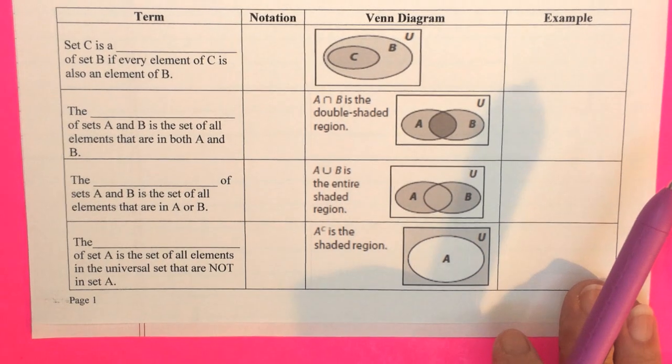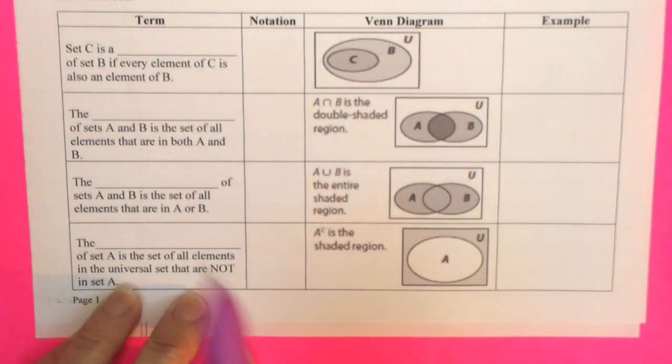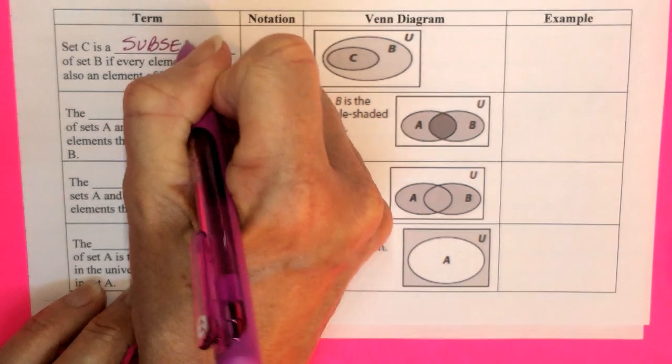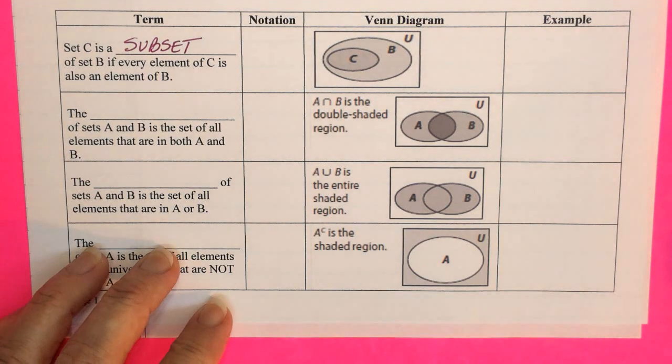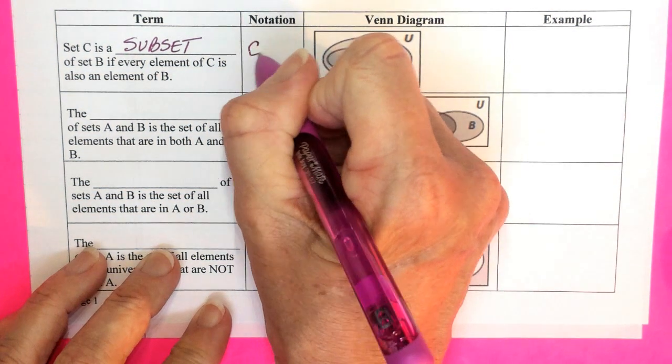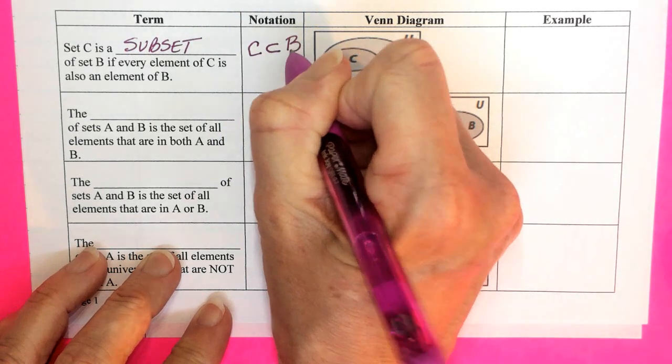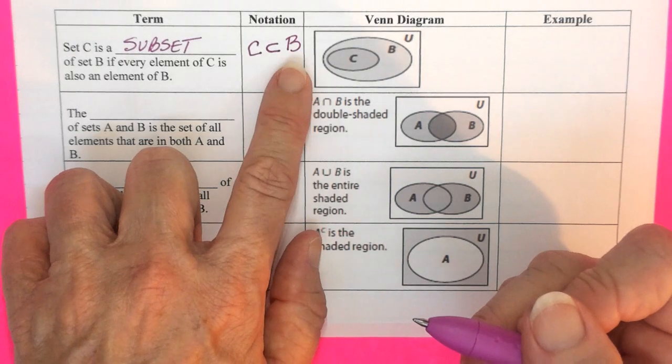So I'm coming down here. Set C is a subset of set B if every element of C is also an element of B. So we write the notation C, we put a U on its side for subset of B. That is right. C is a subset of B. This shows you C is inside B and both are within that universal set.